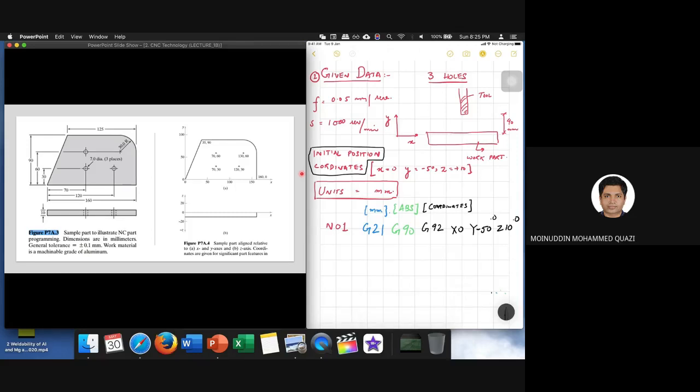Okay, so coordinate established, millimeter established, absolute system is established. Now let's move over to the hole. Let's move the tool to the hole. In order to move the tool to the hole, let's write the second sentence.